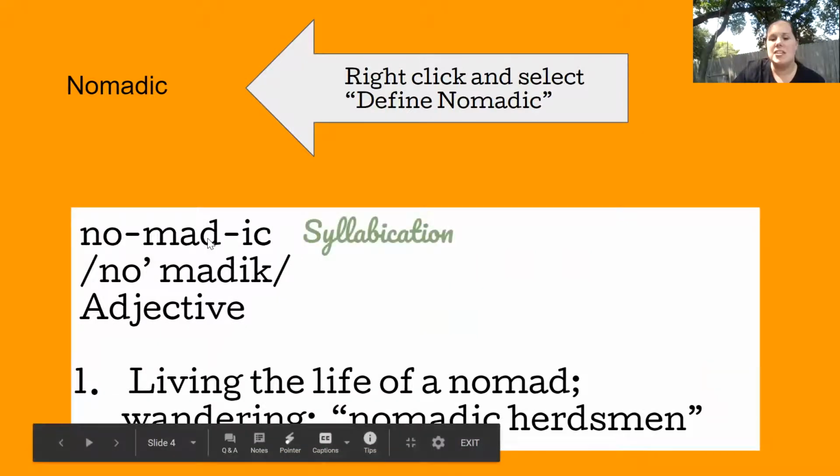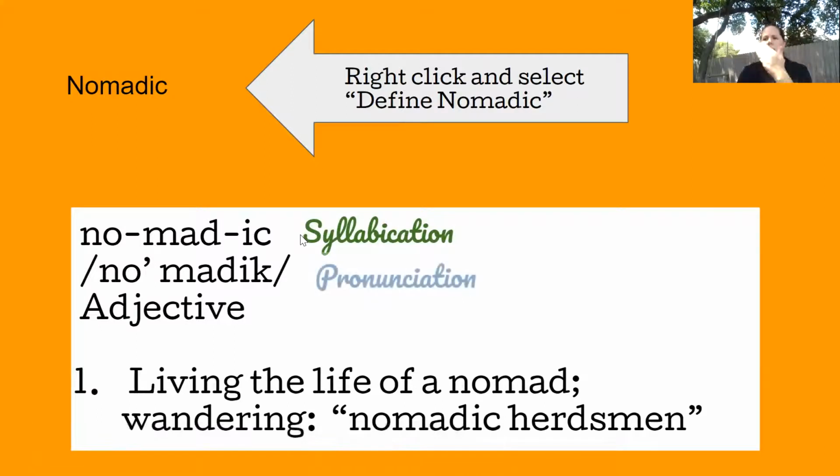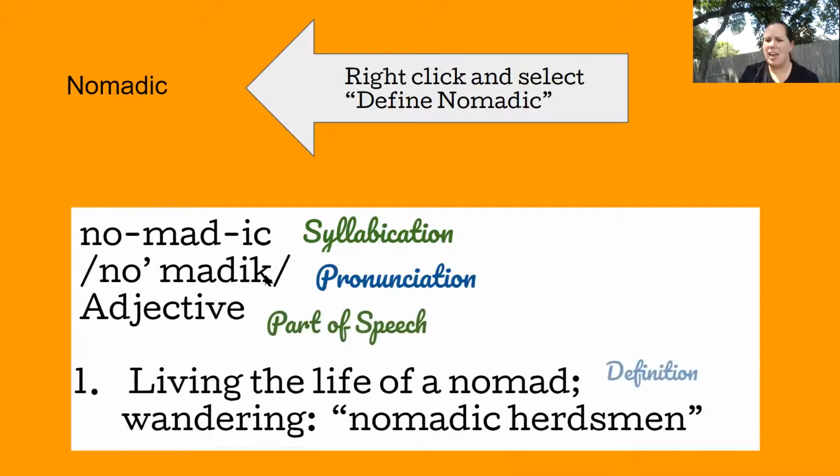First off, you have the syllabication. How many syllables are in that word? We're beyond clapping and counting on our arm. Nomadic has 1, 2, 3 syllables. You also have a pronunciation guide. If you look here, it has the letter K in it. There is not the letter K in the word. That just means that's the letter that it sounds like. So it's nomadic.